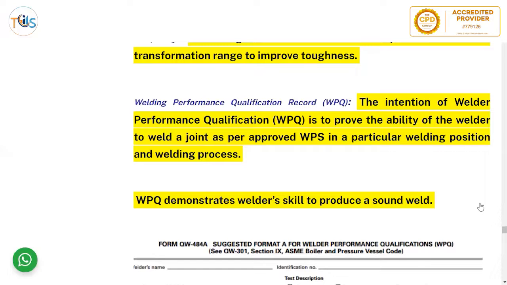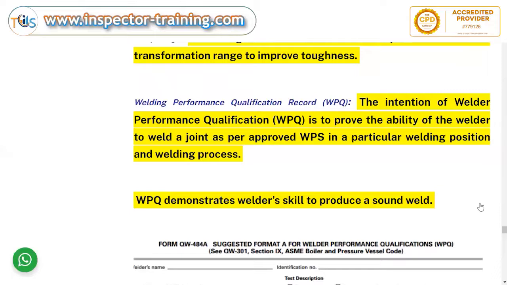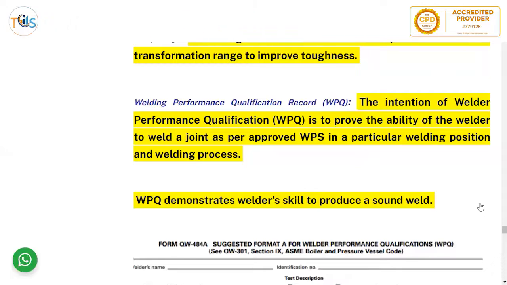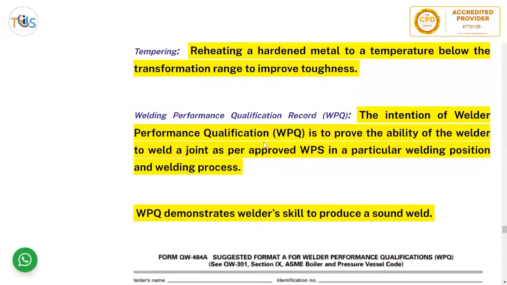So one of the key differences: for WPS, the position of welding is not an essential parameter because it's about the weld itself. Whereas a welder may only be competent to weld in a certain position. So if you change the position, the welder performance might change. Hence the position of welding is an essential parameter for WPQ, whereas for WPS, it is not an essential parameter.